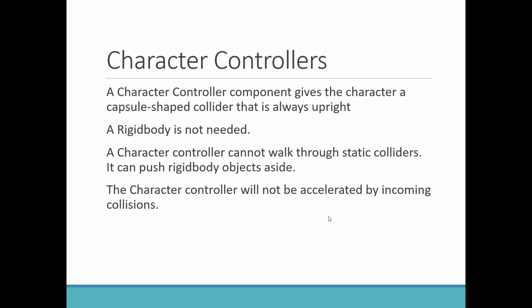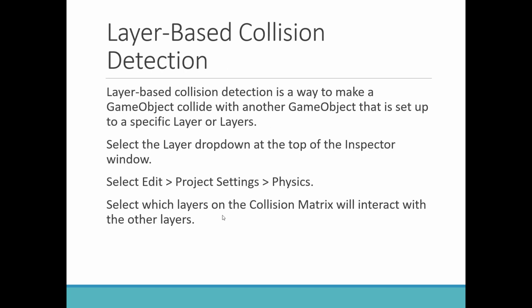A character controller cannot walk through static colliders, so it'll bump up against things. It can push rigid body objects aside as well. The character controller will not be accelerated by incoming collision. So if something comes and hits it, it's not going to be accelerated by that. Alright, so that's a note. Sometimes character controllers are a little bit easier to deal with than rigid bodies. So if that's something of interest, you should investigate it further.